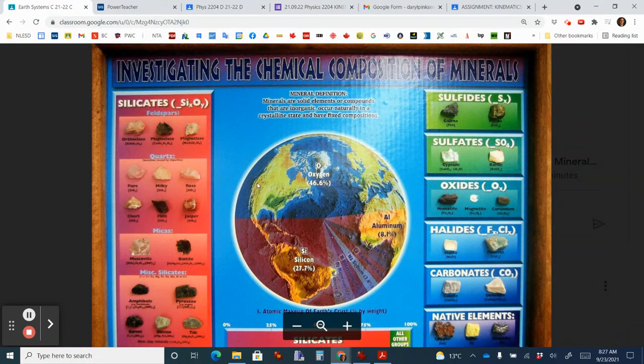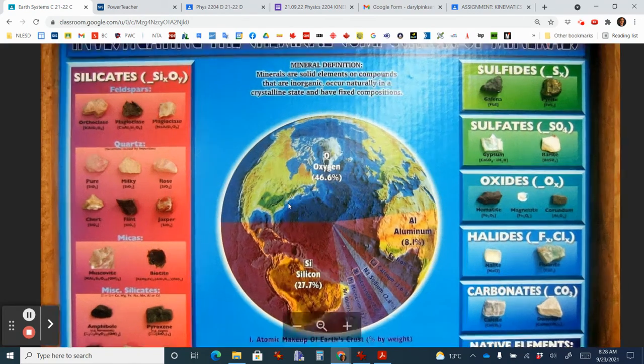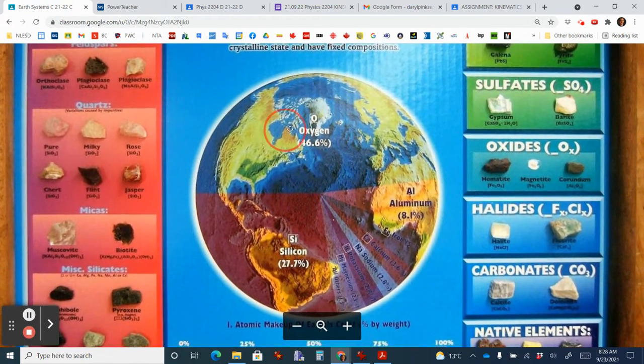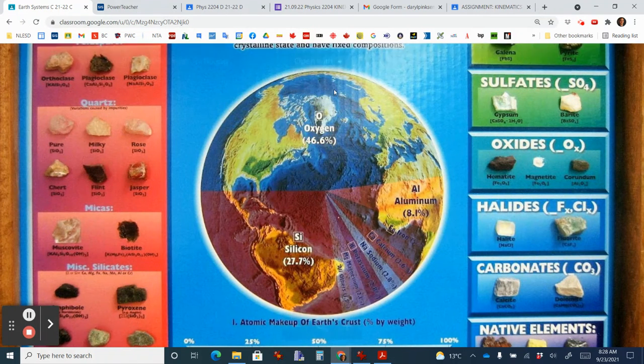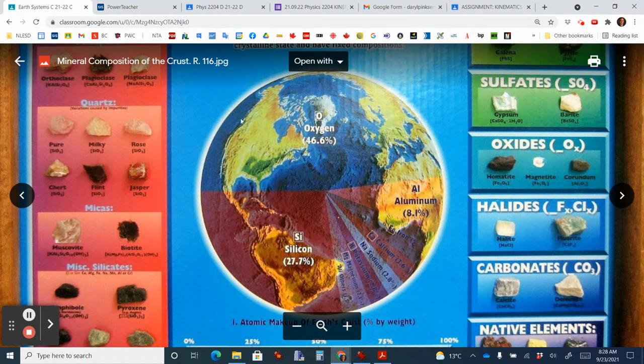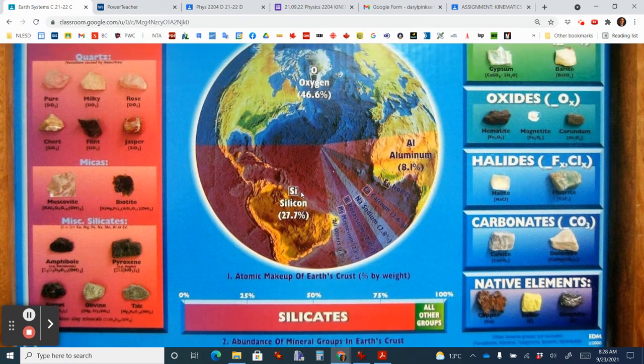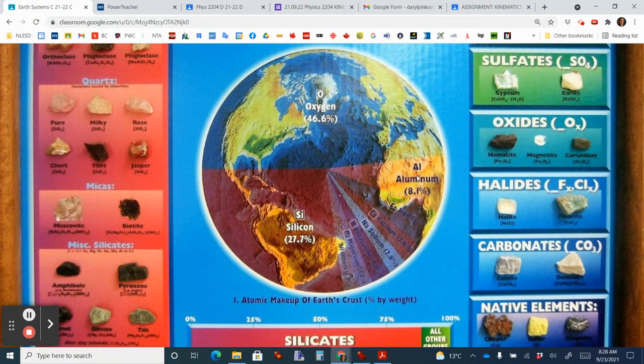This poster that I've got pinned up in my classroom is a really good summary of the mineral chapter. Here in the center, it shows you the elemental composition of the crust. Nearly 47% of the crust is oxygen, 28% silicon, and then aluminum, iron, calcium, sodium, potassium, magnesium. And these are all metals that are found in sea salts, right? These are really common in the ocean. And then all of the other elements that are on the periodic table, they only make up 1.5% of the crust.